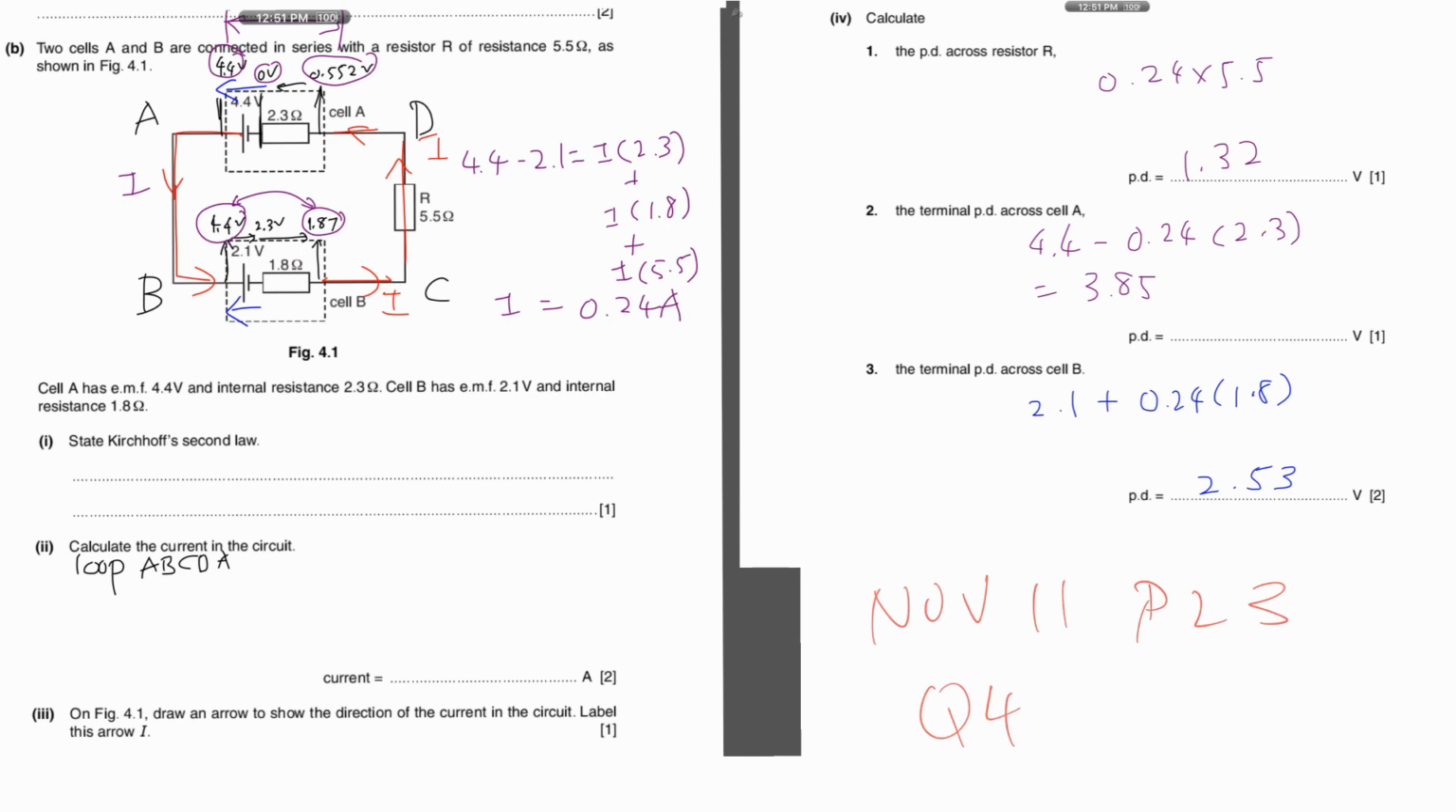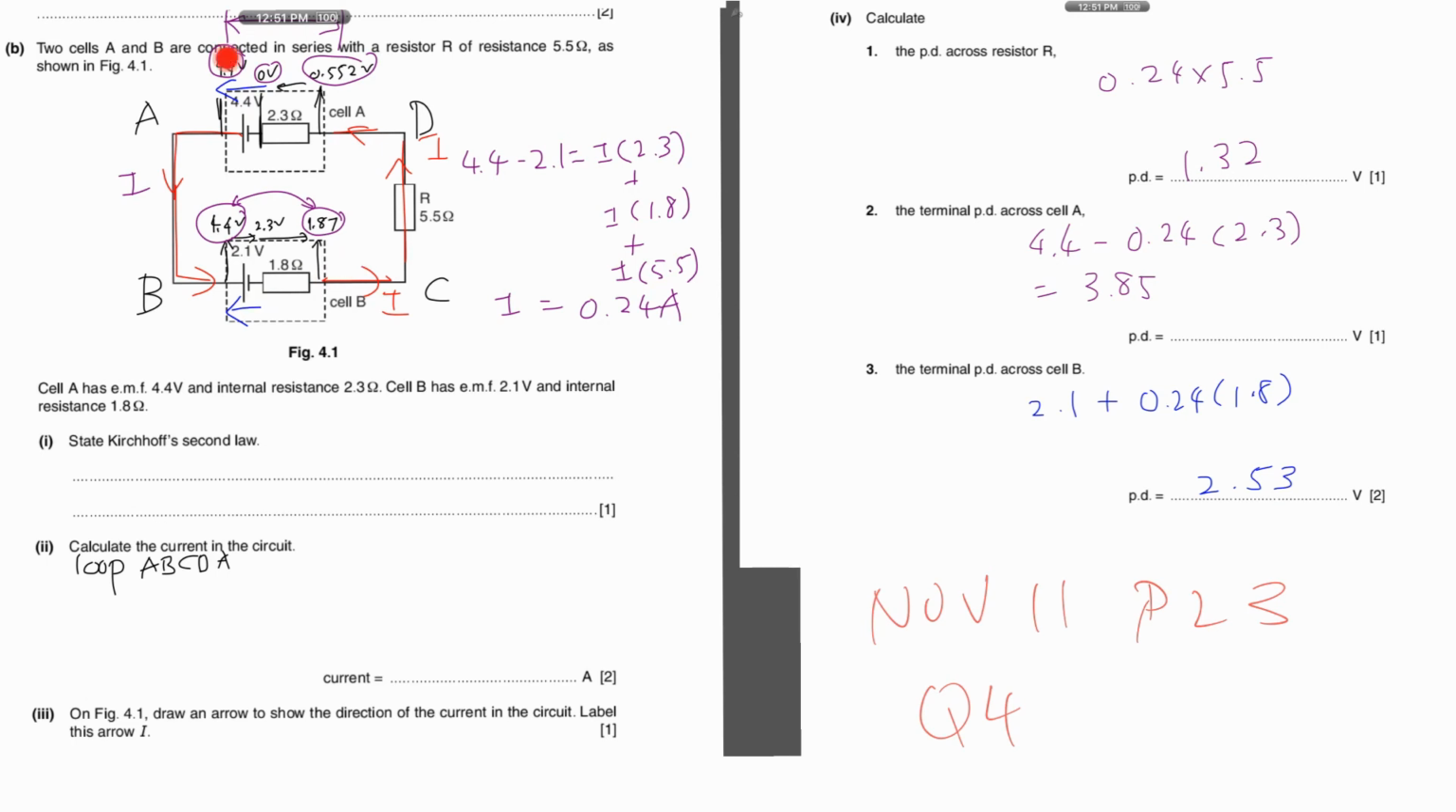Next part, terminal PD across cell B. Now don't forget, cell A is charging, which means the cell on top is charging the cell at the bottom. So when the current passes through this cell, it loses or gains energy? It loses. So it loses 2.1 volts here, and then it loses another IR here. Therefore, for the terminal PD you must add up. So it's 2.1 plus IR, because this is a loss and a loss. Whereas the top was different: it was a gain, a loss and then a gain. You see the difference? For this one, both are losses.